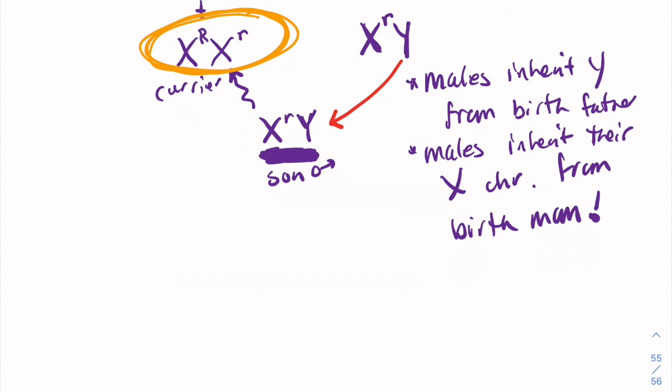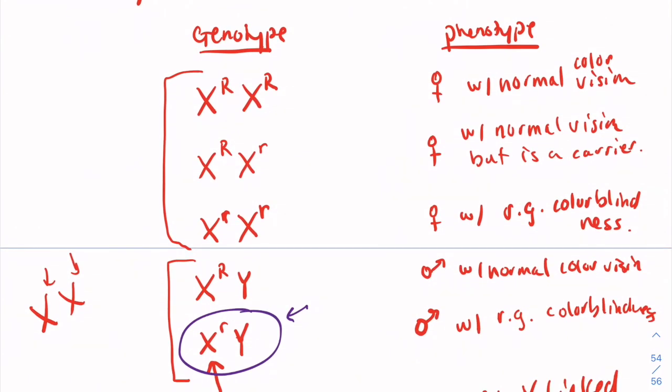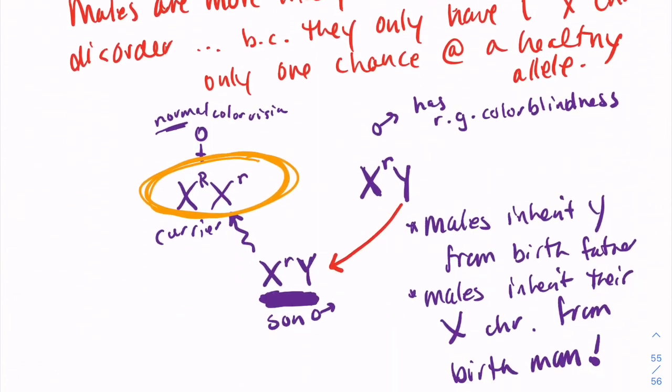Okay, so what do we know about women with red-green color blindness? What do we know about females with red-green color blindness? Here we go. Here's a female with red-green color blindness. Right here. We know that they have to have two copies then: one copy of the faulty allele on one X chromosome and another faulty allele on the other X chromosome.